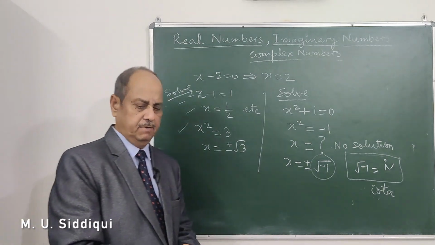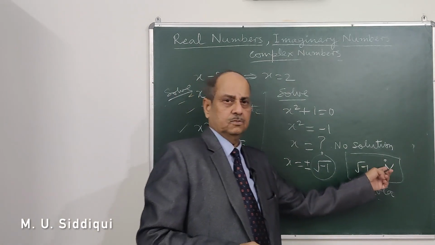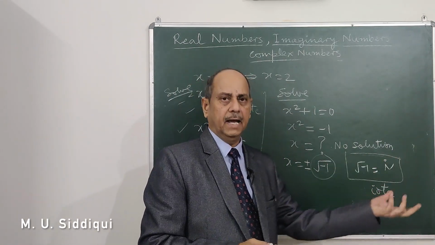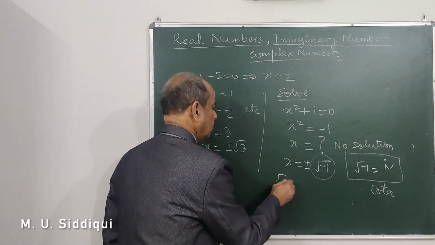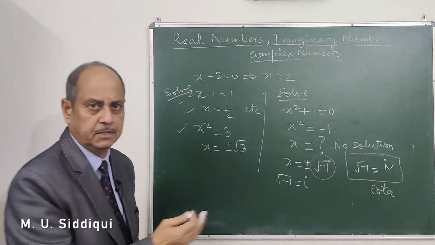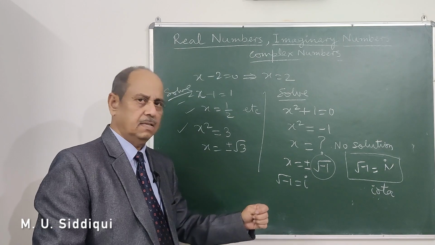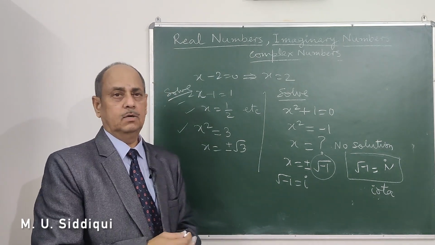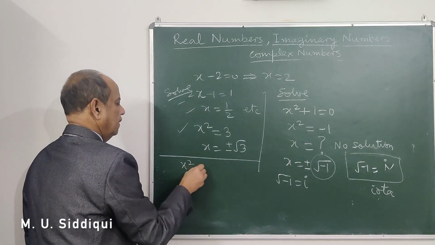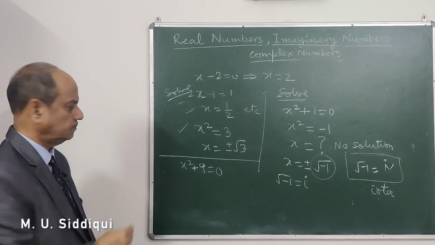Since in our script, when we write in English books, it resembles I, we have adopted that root of minus 1 is also written as i. So we say root of minus 1 will be denoted by i from now on. Iota, or i, denotes that. Root of minus 1 is i. This makes it possible now to solve equations of this kind. Like if you have to solve x square plus 9 equal to 0, solve it.